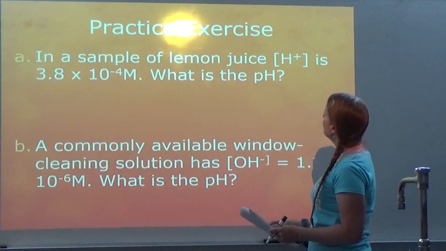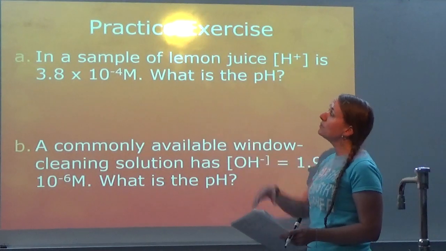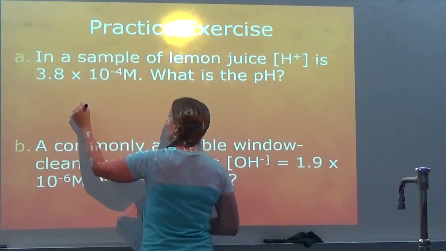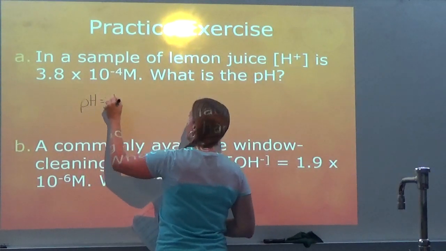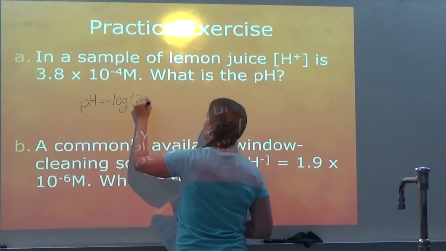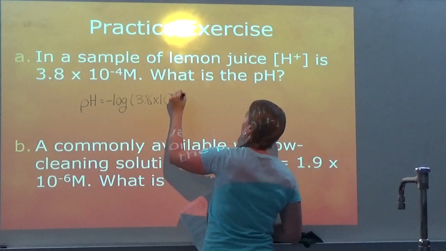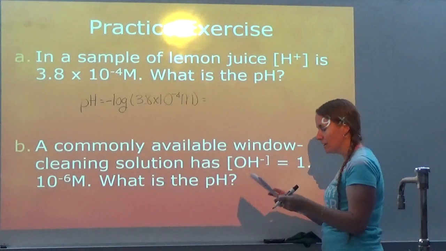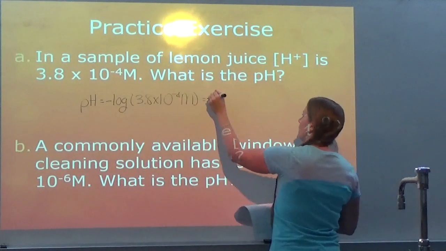It says in a sample of lemon juice, H plus is 3.8 times 10 to the negative 4 molar. What is the pH? You just plug in. pH is negative log of H plus, which they told me is 3.8 times 10 to the negative 4. Doesn't get any easier than this, especially when you can use a calculator. I solved and got 3.42.